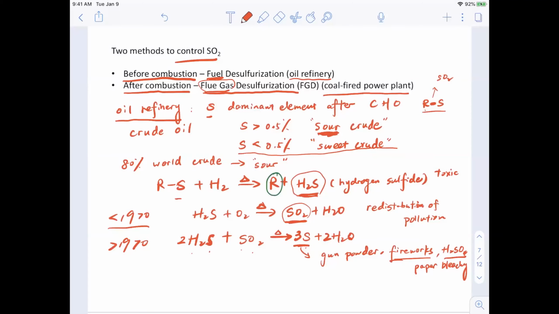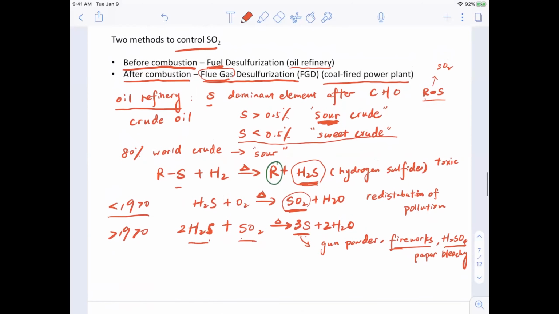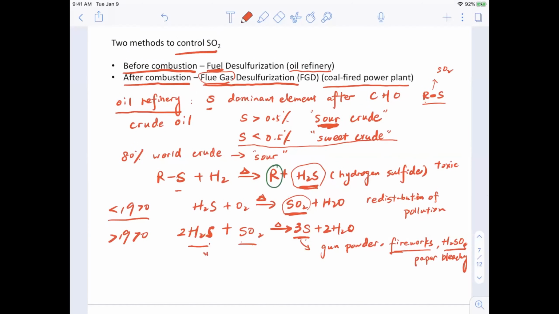And now if you look at this equation here, we're basically solving two problems with one equation. This is a typical two birds, one stone solution. And you can see how environmental engineers come up with this almost perfect solution to this problem. So it turns out that this process, people also call the Claus process.